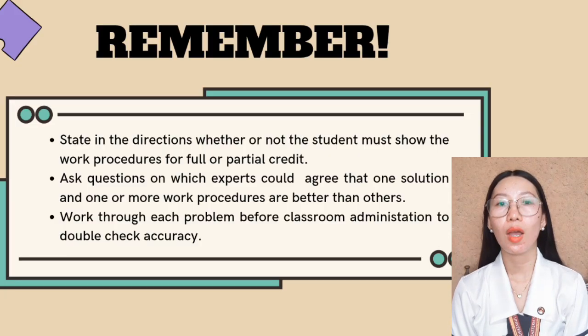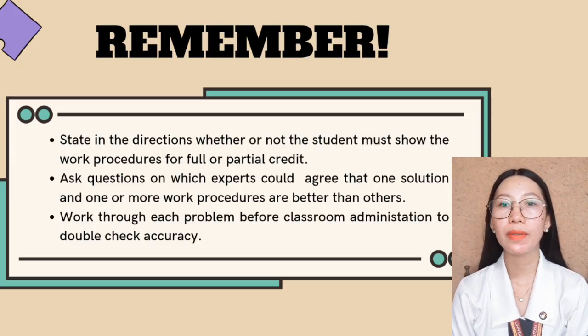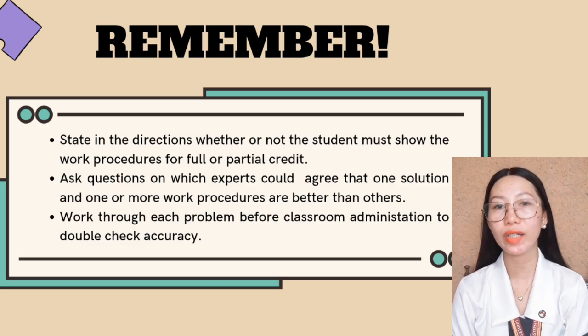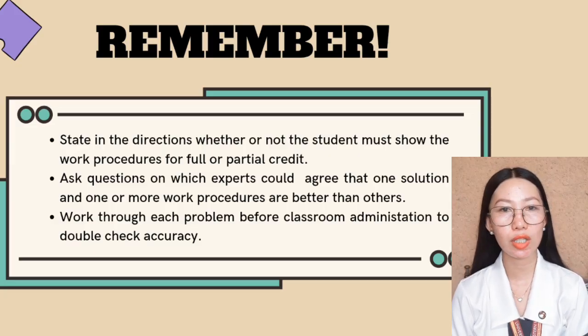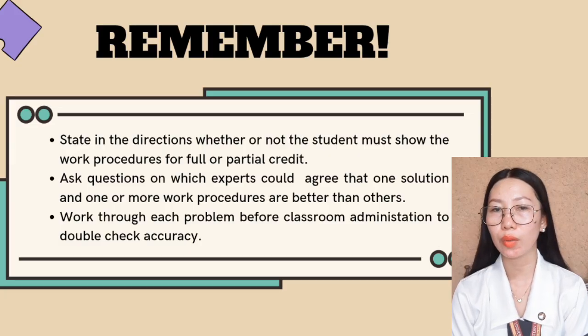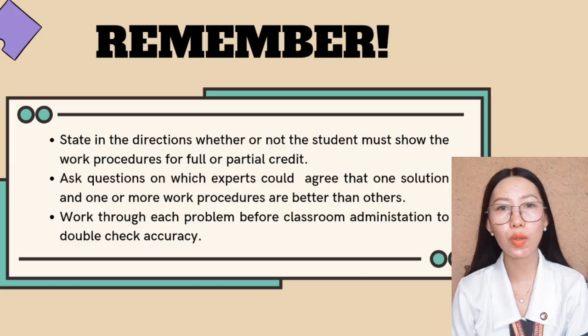And last is work through each problem before classroom administration to double check accuracy. So before you hand out the test or worksheet, try solving each problem yourself. This lets you see if the question is clear, if the instructions make sense, and if the answer is correct. Sometimes, we only notice errors or confusing parts when we try to answer the questions ourselves. Doing this step helps prevent mistakes and makes the assessment smoother for students.